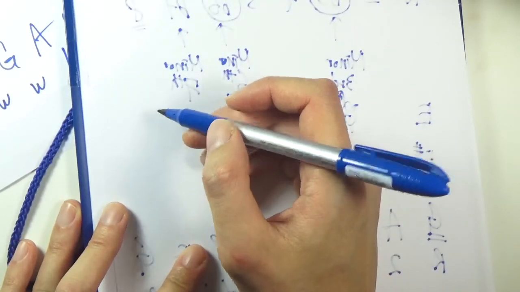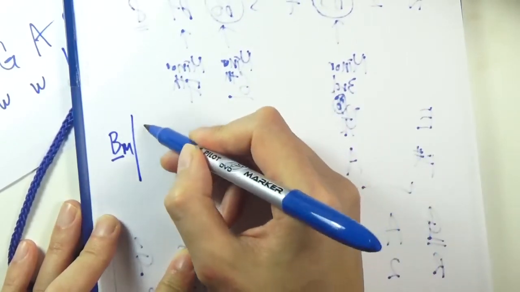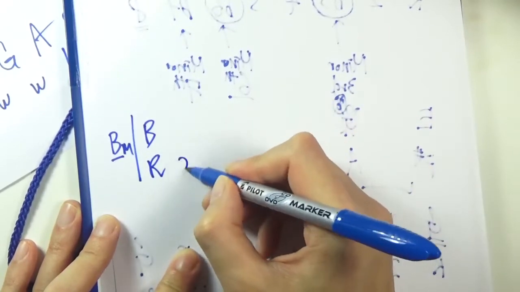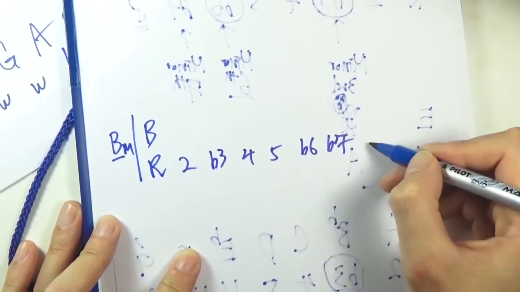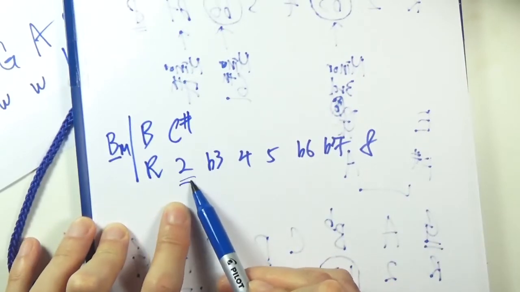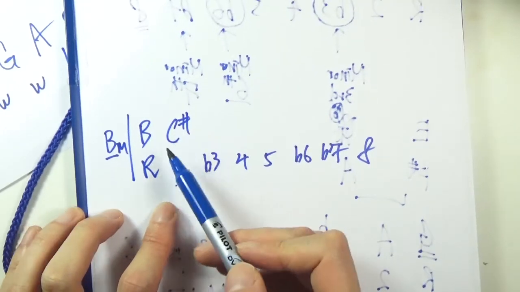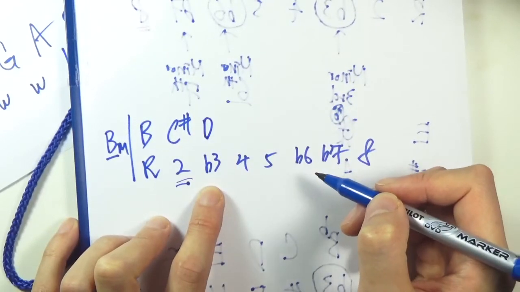Let's do just one more. Let's do B minor. All right, so you've got your root. Flat 3, 4, 5, flat 6, flat 7. So B, you've got your C sharp. I'm looking for a major second here, right? So B to C sharp, you need a whole step. Flat 3: B, C, D. That's already a minor third.